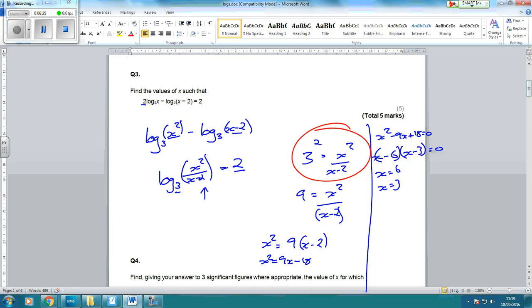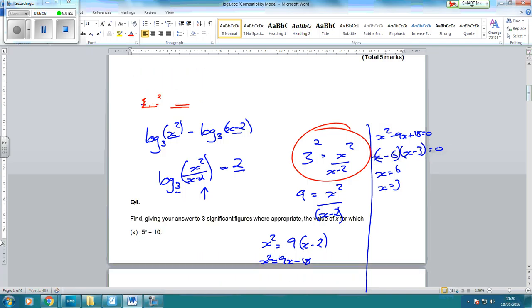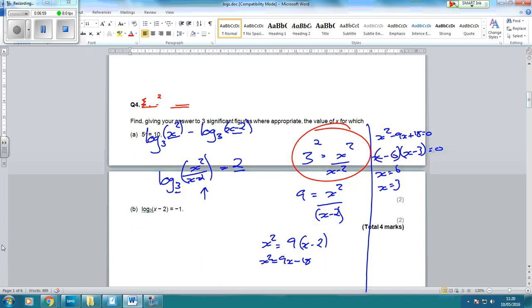However, it's to be able to spot that here we've got a log take away another log, but we can't do anything until we've just got a log take away something else, because initially we've got 2 lots of log 3x, so we've got to deal with this 2 to start off with. So we get rid of the 2 and raise to the power, and then we've got a log take away a log, so we just divide the subjects there. Okay, next question.